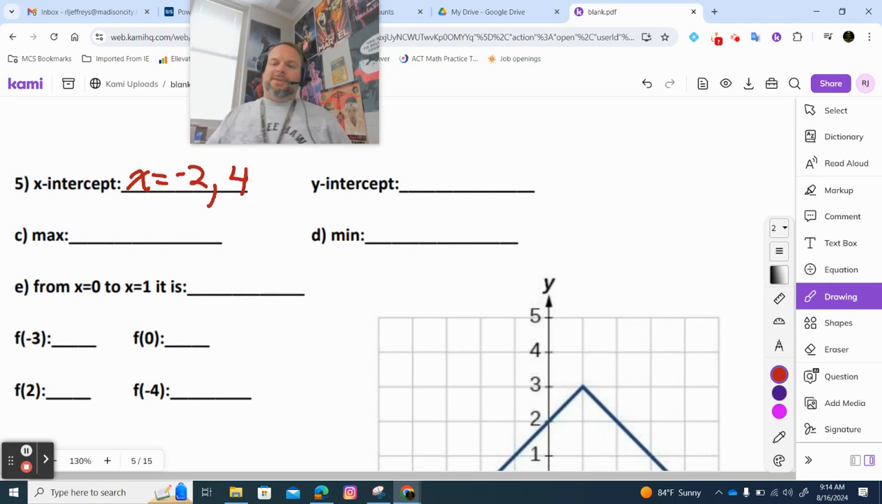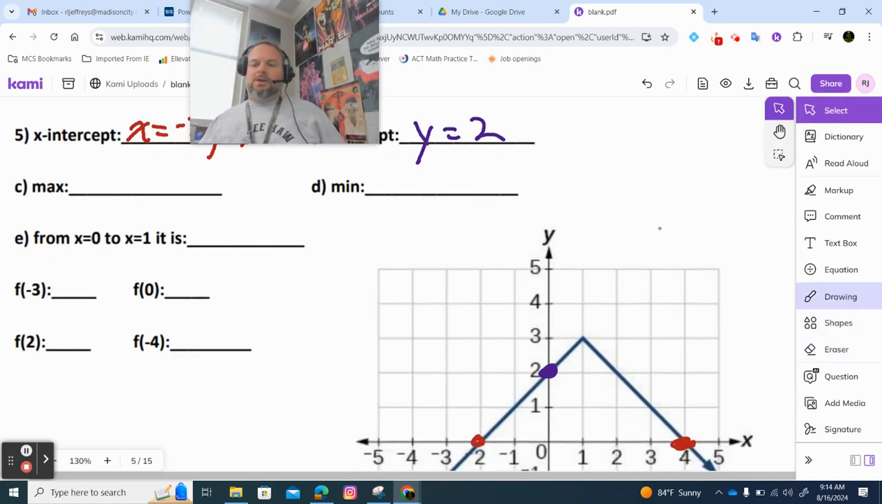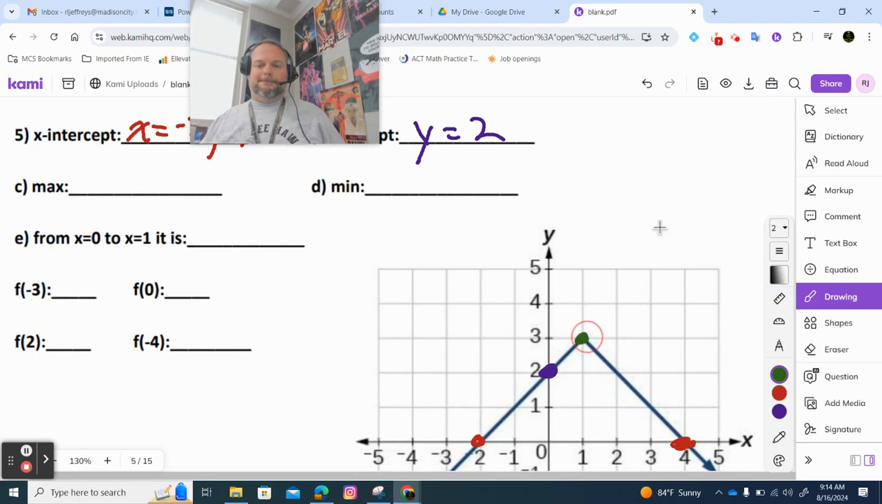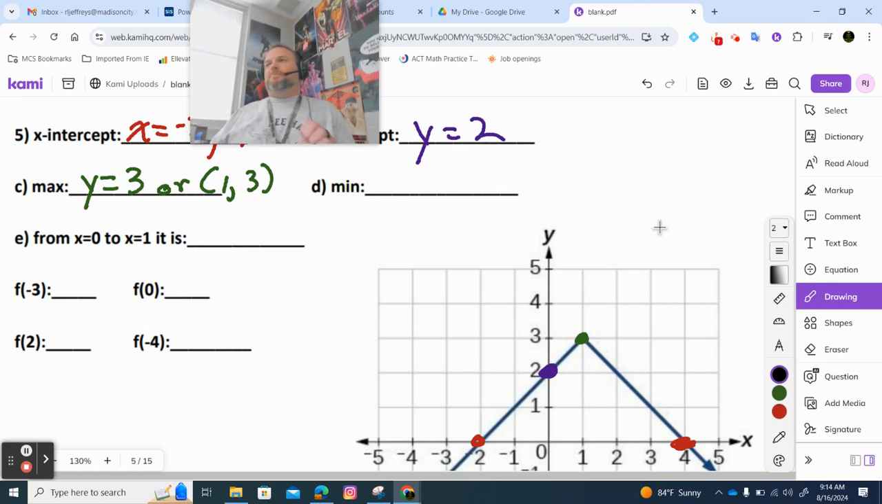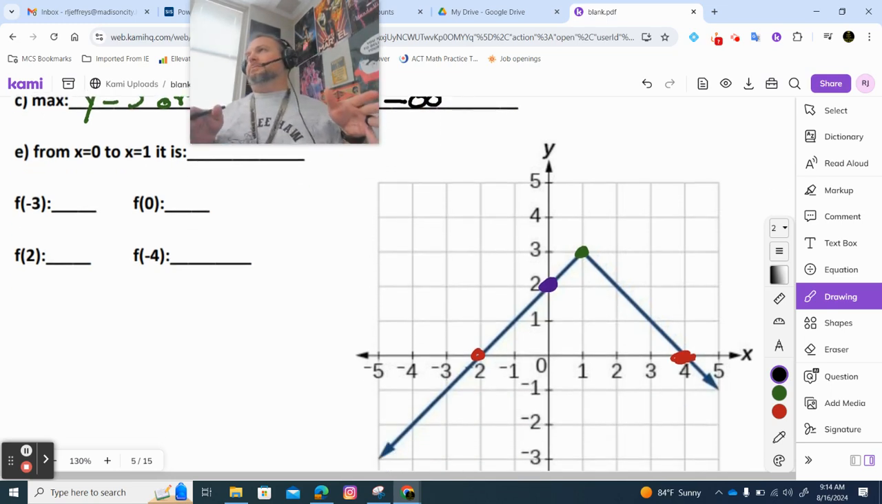All right. Your y-intercept. Your maximum. Okay. Remember, there are two ways to write this. What was your minimum? Yes, negative infinity, because it has arrows on it.